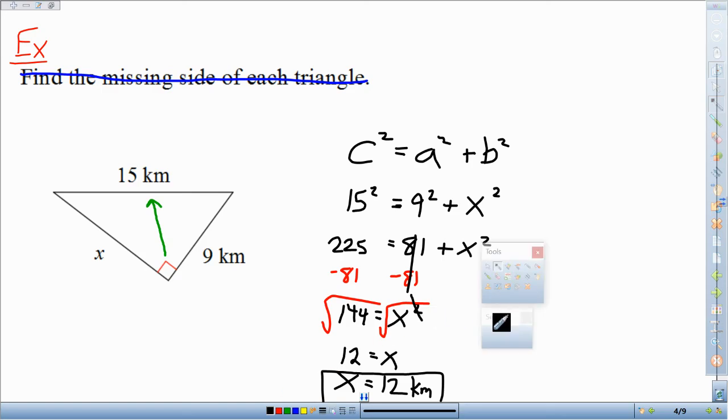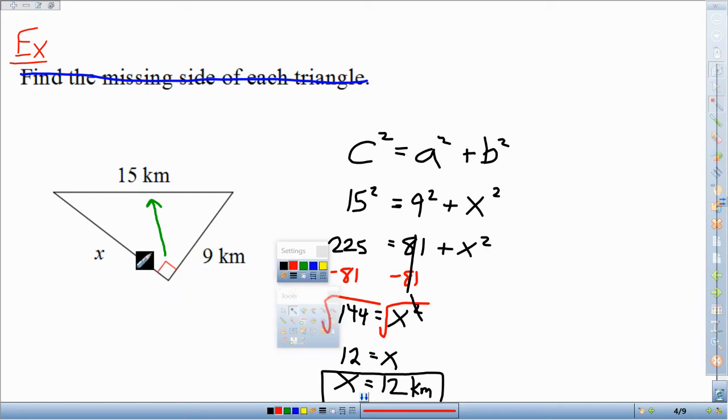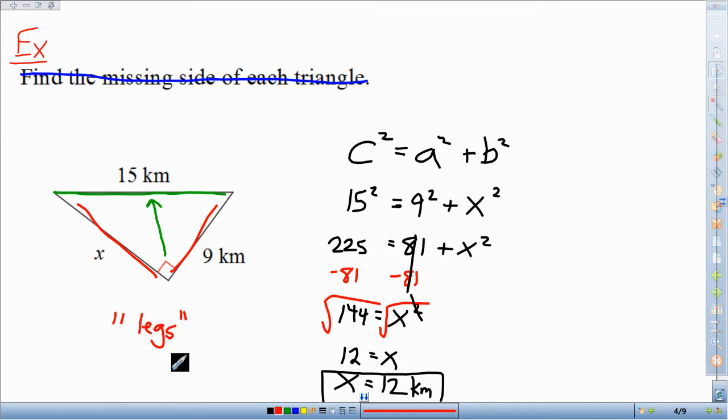Real quick, let's just see if this makes sense. If my longest side length, my hypotenuse, is 15, does it make sense for this side to be 12? Yes, it does, right? And this one's 9. One other thing to point out, we won't use these words a lot today, but we will in the future. This is considered the hypotenuse. These two other side lengths here and here are considered the legs of the triangle. So this is the hypotenuse.